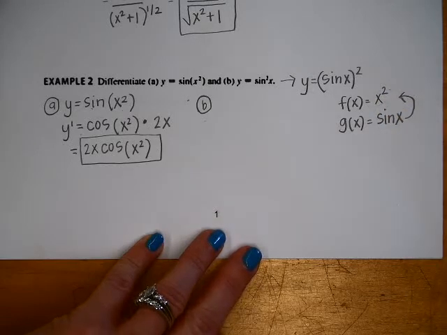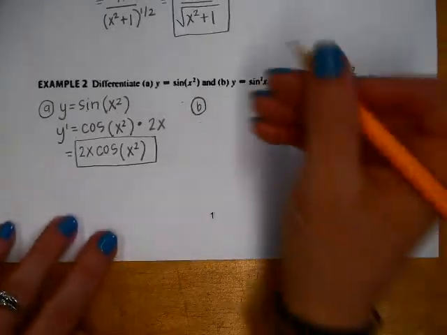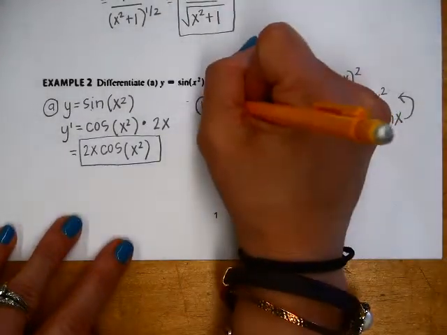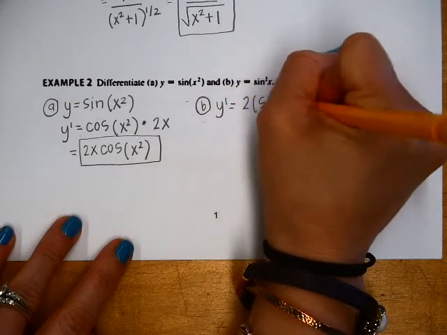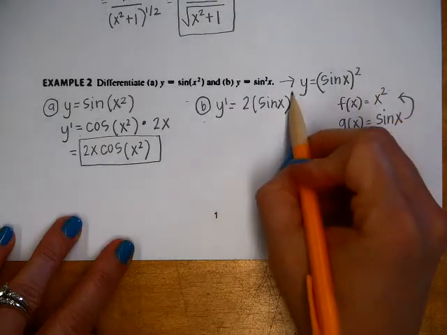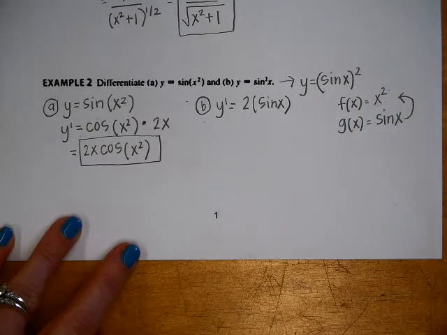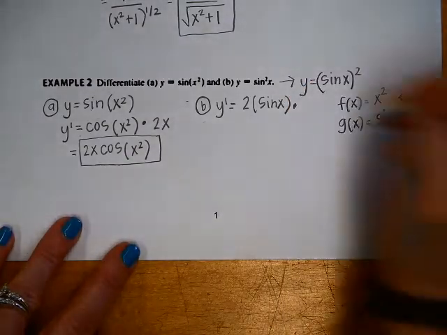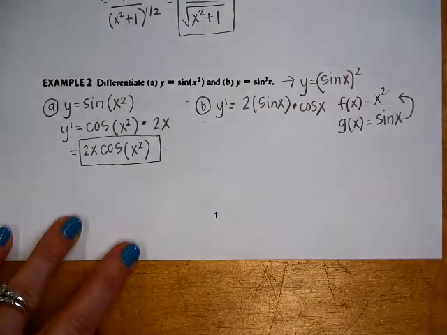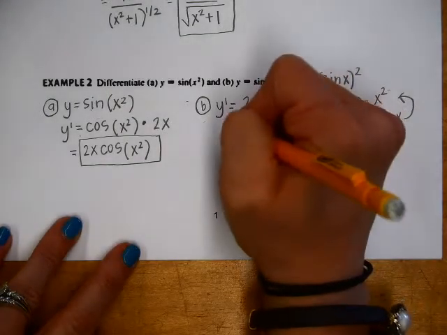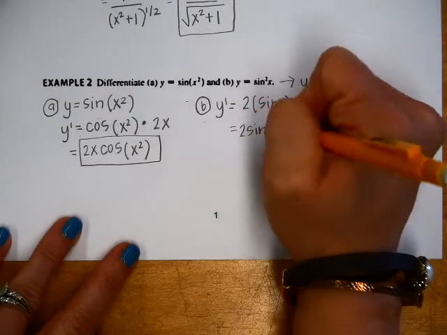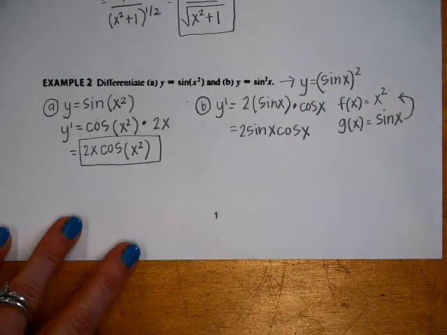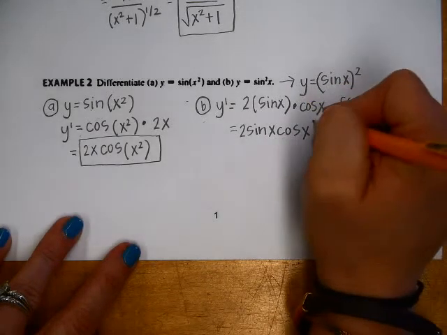So if we took the derivative of x squared, that would just be 2x, right? But in this case, we have sine x, so that's going to be 2 sine x. And then if we subtract 1, that would just be to the 1 power, so we don't have to write that. And then do the derivative of the inside. And the derivative of sine x is cosine x. So again, similar to part A, really not a lot to simplify here. So it'll just be 2 sine x cosine x.